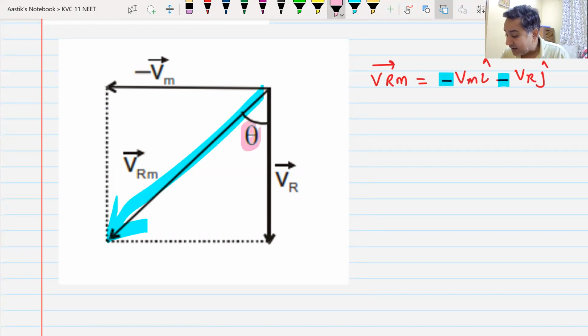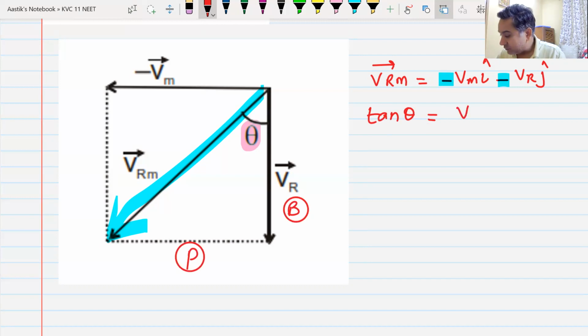This is the angle that is normally asked. Angle with the vertical, my dear friends. To find out this angle with the vertical, what do you do? To find out the value of tan theta. And this tan theta is always perpendicular by base. This is the perpendicular and this is the base. Simple trigonometry. Perpendicular is Vm, so we write Vm. Base is Vr.